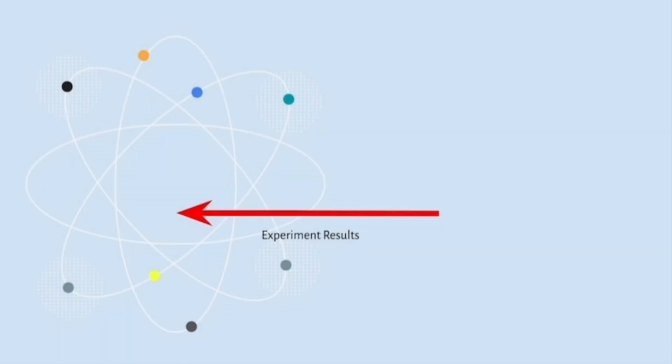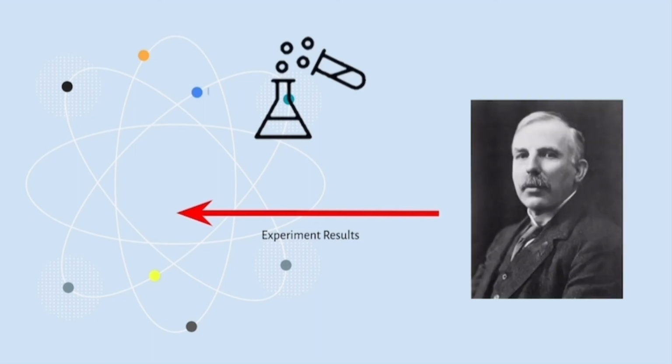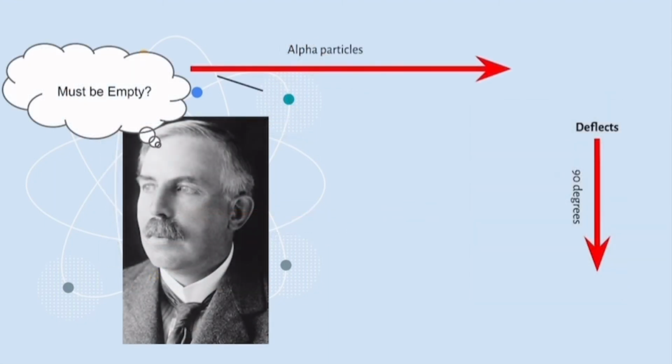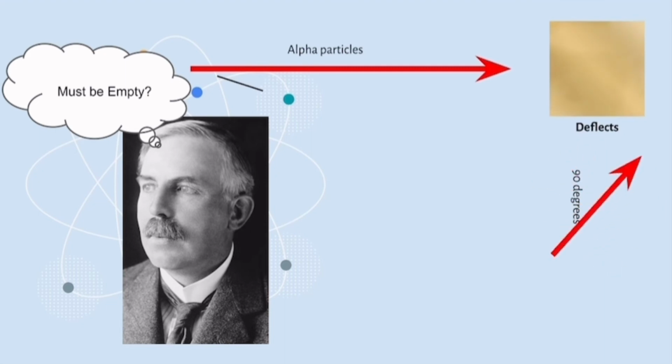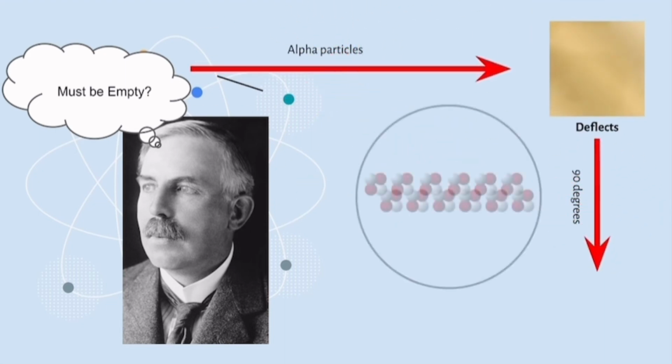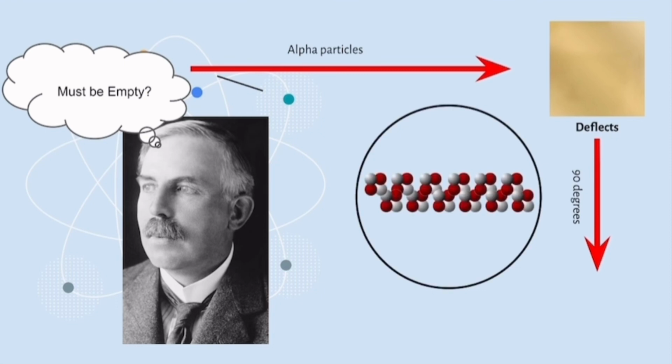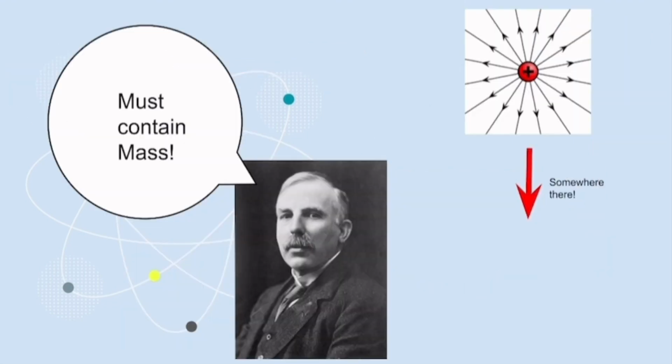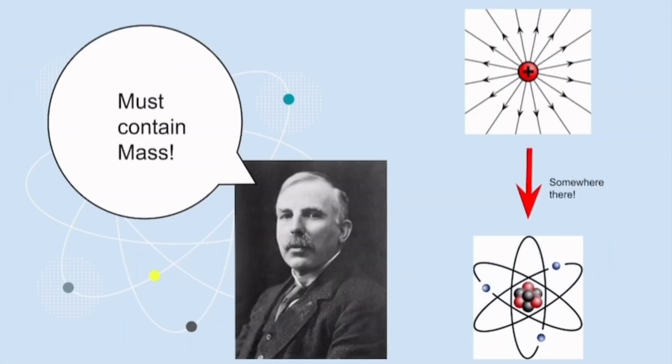The results of the experiment shocked Rutherford. While almost all alpha particles passed straight through the gold foil, a few alpha particles, about 1 in 20,000, were deflected more than 90 degrees from their path. Because of this, Rutherford realized that positive charges must be somewhere in a very small volume of the atom, also containing an atom's mass, explaining how some of the particles were deflected drastically.